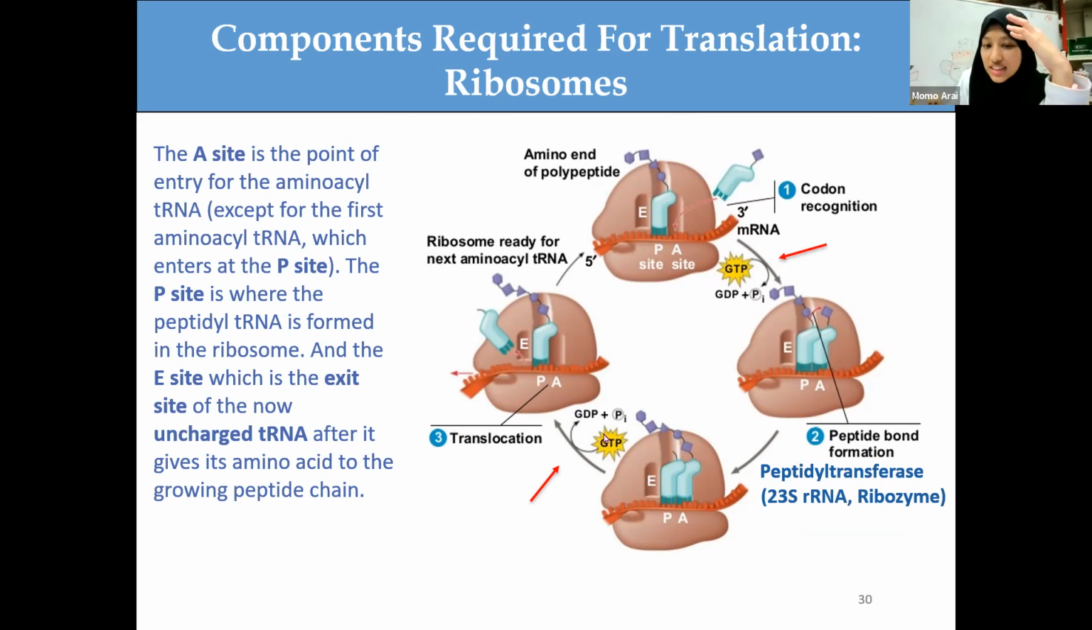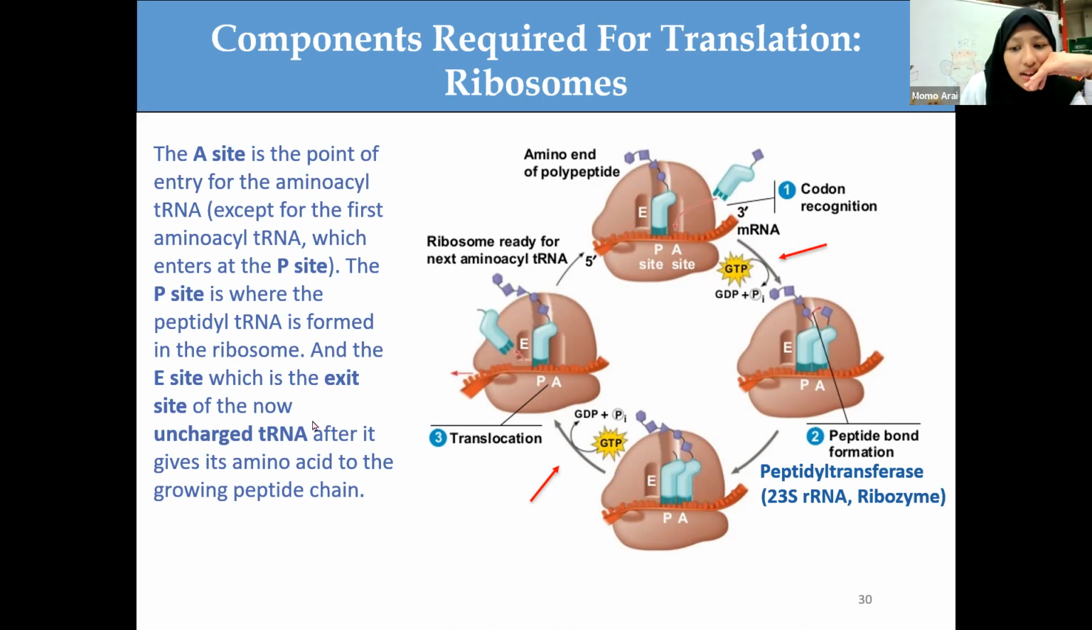Now these two tRNAs move one space up. The one at P goes to E, and the one at A goes to the middle. E is the exit site, so the one that has nothing on top just leaves, while the one that has the chain of amino acids stays in the middle, on the P site. And then this process keeps on happening.